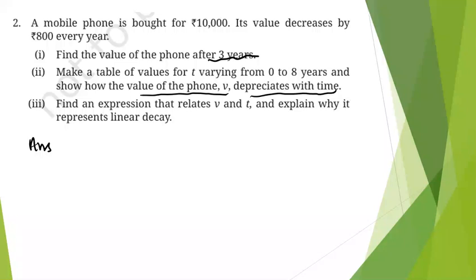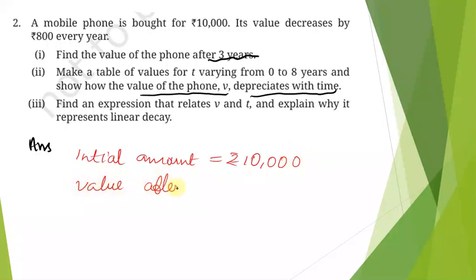Okay, so we can write initial amount is equal to rupees 10,000, isn't it? Now value after 1 year. Value after 1 year means 800 rupees is decreasing. So 10,000 minus 800. Since it is 1 year, 1 into 800 only. So you will get it as 9,200 rupees.